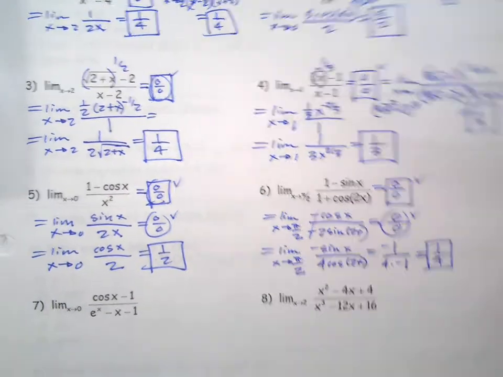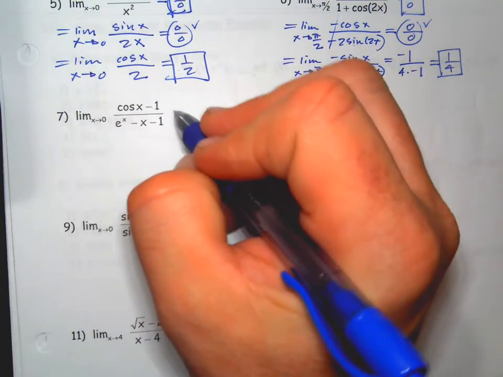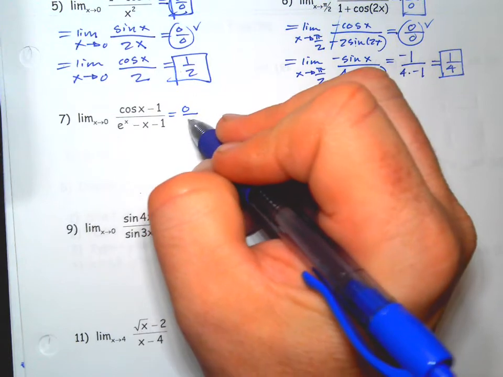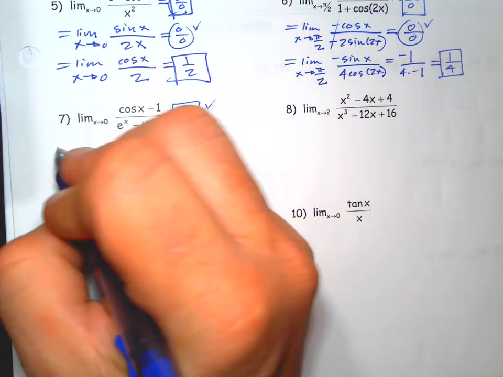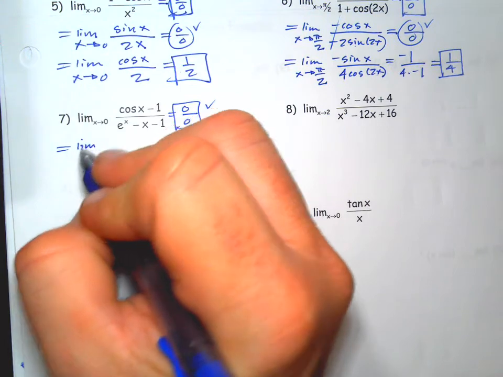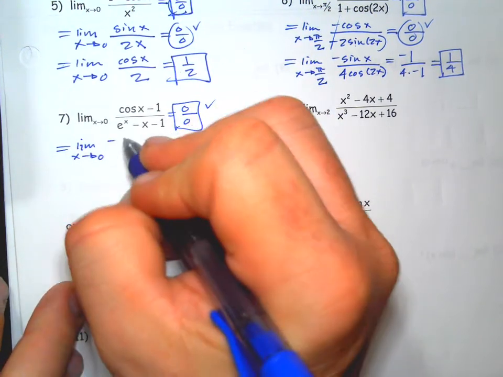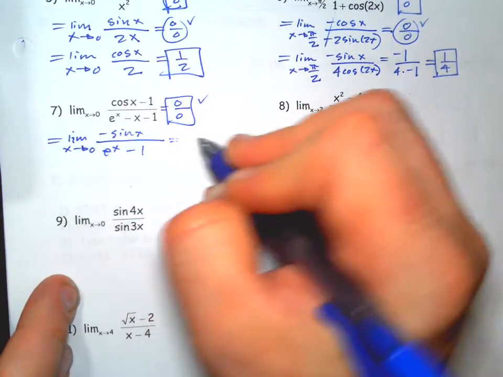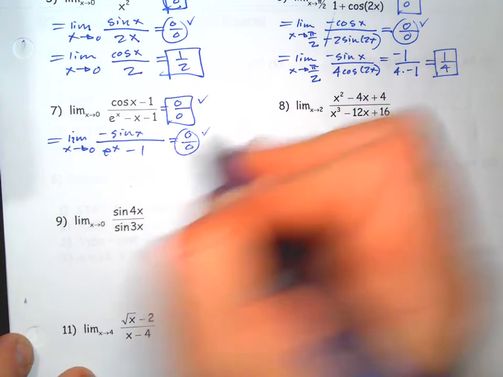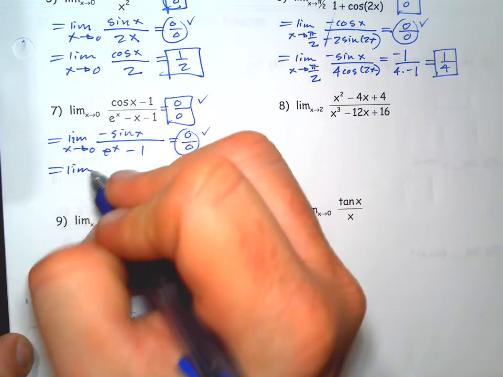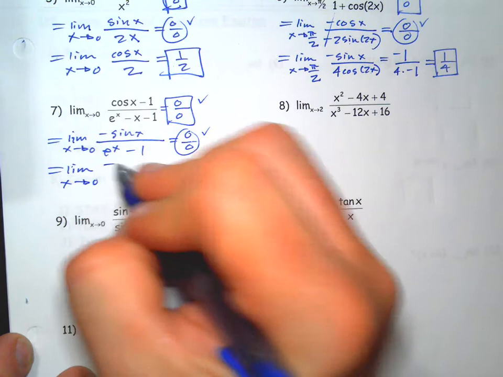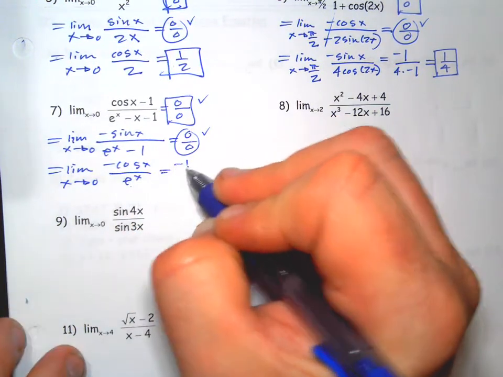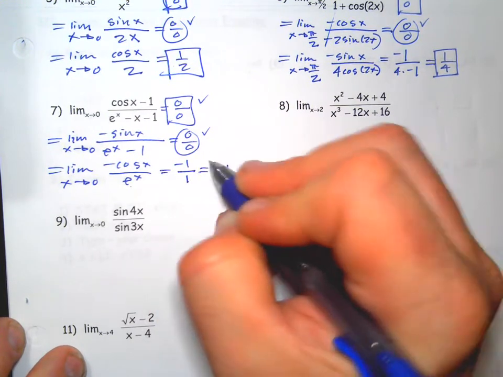Okay. Number 7. Cosine 0 is 1, minus 1 is 0, over e to the 0 is 1, minus 0, minus 1 is 0. Initial indeterminate form. Derivative of the top. Derivative of the bottom. 0 over 0 again. L'Hopital's rule again. Negative cosine x over e to the x, which is going to be -1 over 1, is -1.